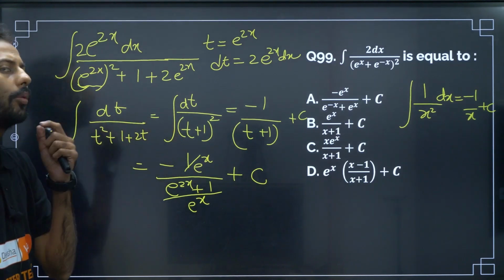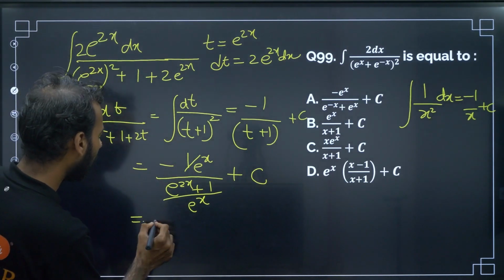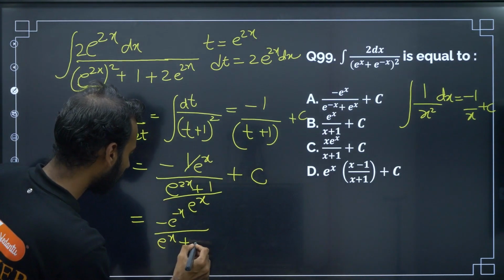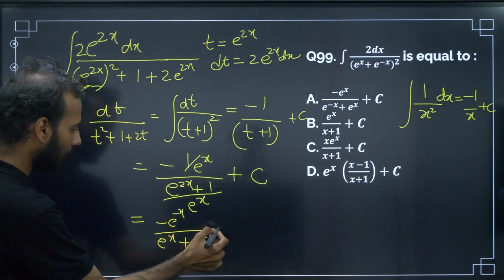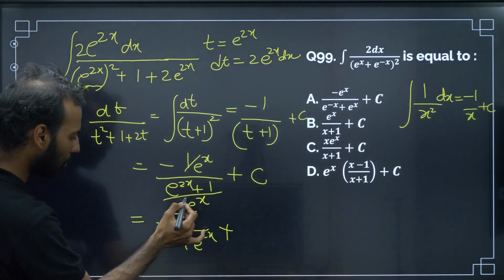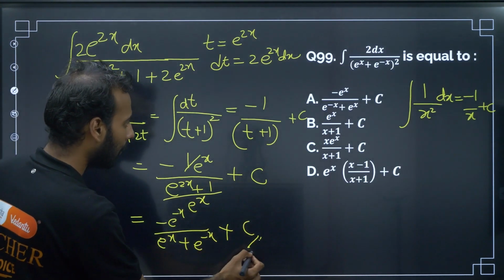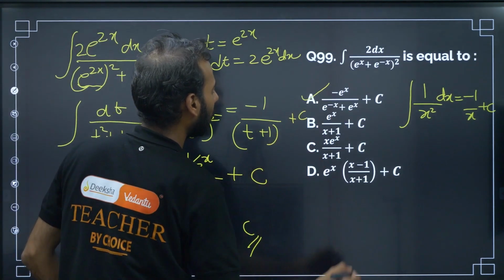So let me divide numerator and denominator by e raised to x. So this becomes negative e raised to minus x divided by e raised to x plus e raised to minus x. See here, this numerator, if I write it, this term belongs to e raised to 2x, e raised to x by minus x plus c minus e raised to x. So the first option is correct.